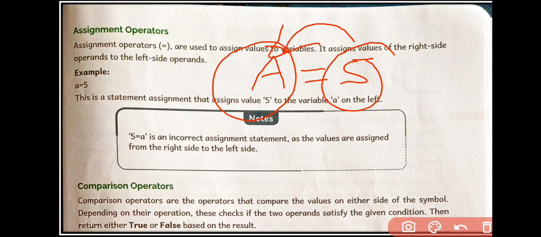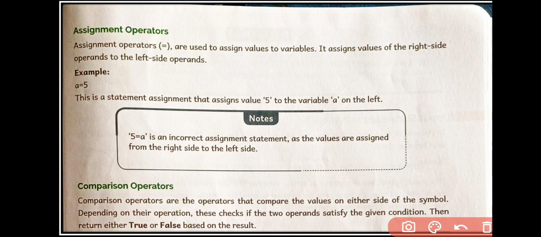Next, note that 5 equal to a is an incorrect assignment statement, as the value is assigned from the right side to the left side. Here keep in mind, assignment operators are used to assign the value of the right side operand to the left side. An example is a equal to 5. This statement assigns the value 5 to the variable a on the left.